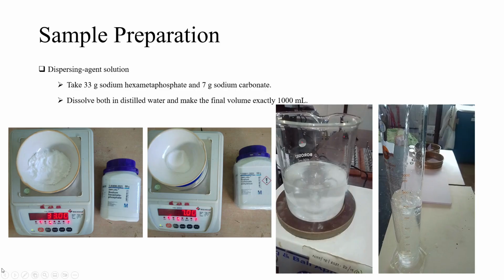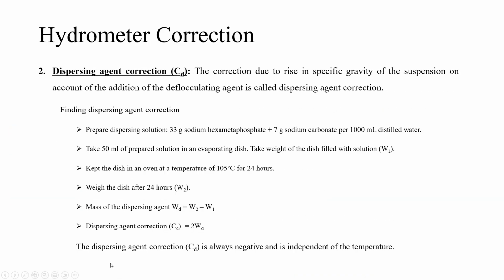Now we will understand the correction. Take 50 ml of the prepared solution in an evaporating dish and weigh it. Suppose this is W1. Now keep this solution in an oven for 24 hours at a temperature of 105 degrees Celsius. After 24 hours, take the weight of that evaporating dish. This will be W2. The difference between W2 and W1 will be the mass of the dispersing agent.